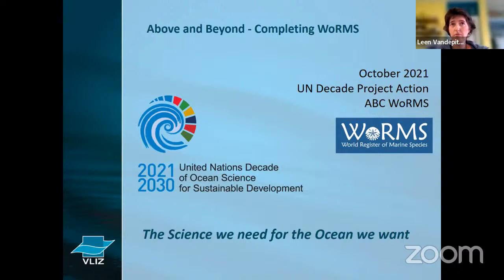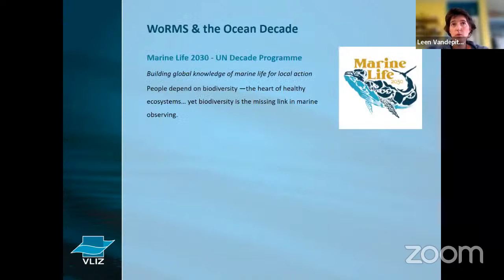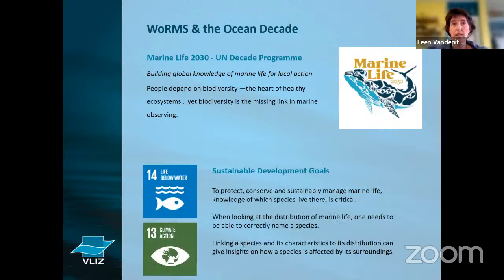It might seem that a register of marine organism names is a small implicit part in the decade mission, but still it's indispensable and it's fundamental in linking numerous other initiatives. Upon endorsement, WORMS was linked to the action program Marine Life 2030, and both Marine Life 2030 and WORMS link to the Sustainable Development Goals 14 and 13, but mostly 14, the life below water, because in order to be able to protect, conserve, and manage marine life, the knowledge of which species are encountered below the surface of the oceans and seas and their characteristics is critical to our ability to define their potential as a resource, their potential threats, and also to develop means to protect and sustainably manage them.